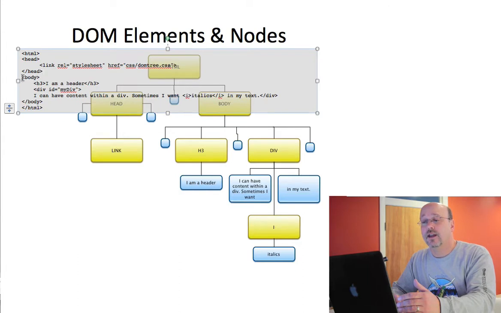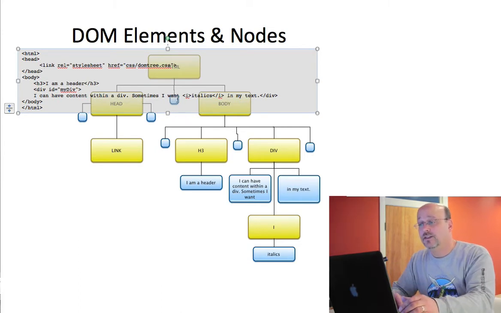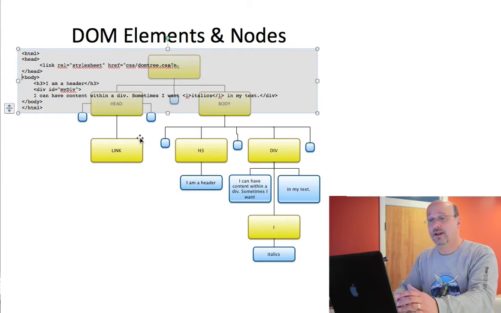But in fact, if I had taken this body tag and this head tag and put them on the same line with no white space between them, this text node wouldn't be here. So this tree can get awfully big awfully quickly. I mean, you can look at this and see that there's not a lot of HTML here, and the tree's already getting pretty complicated.